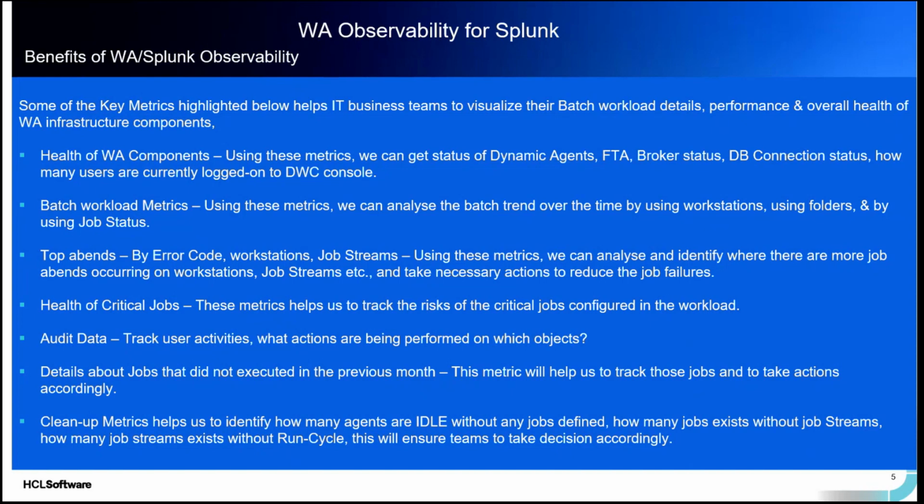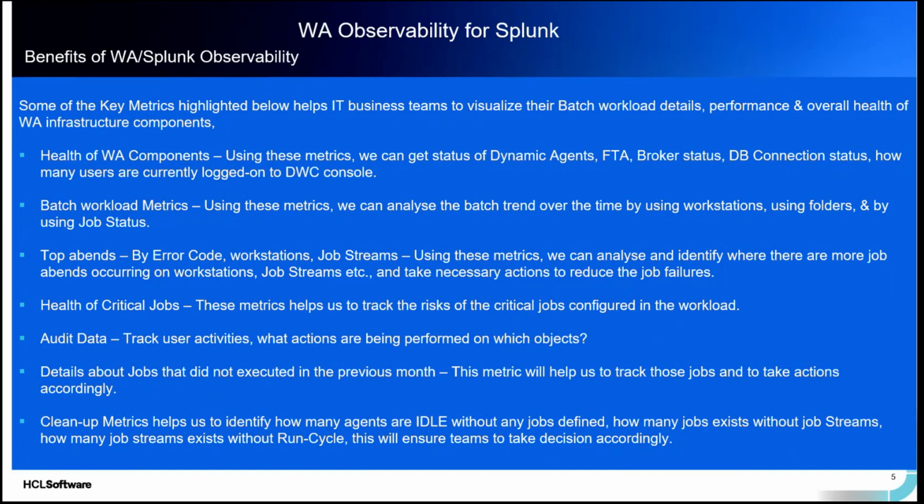The next one is batch workload metrics. Using these metrics, we can analyze the batch trend over time, based on the workstations, the folders, or the job status. The next one is the top events. We can get top events by error code, workstations, and job streams. Using these metrics, we can analyze and identify where more job events are occurring on workstations or job streams, and take necessary actions to reduce the job failures.